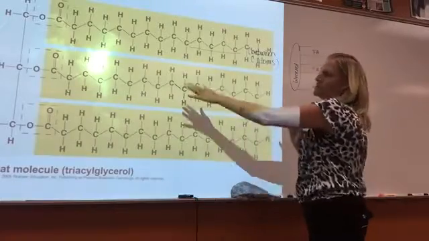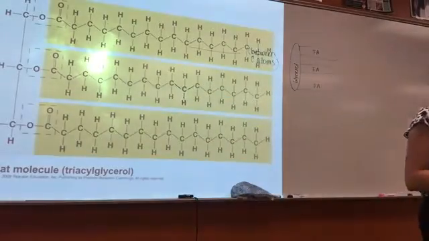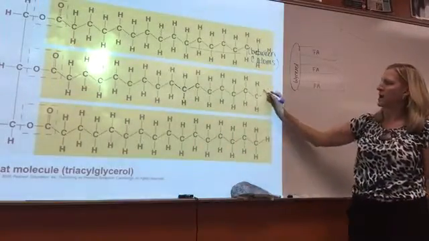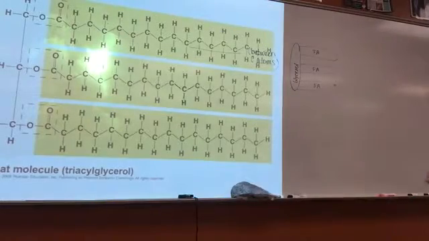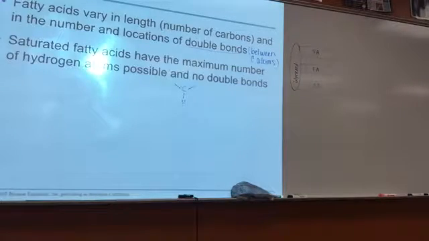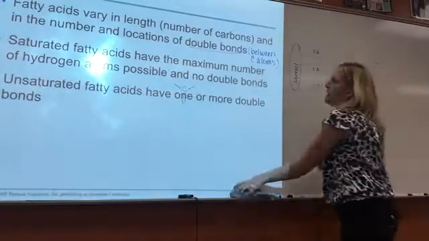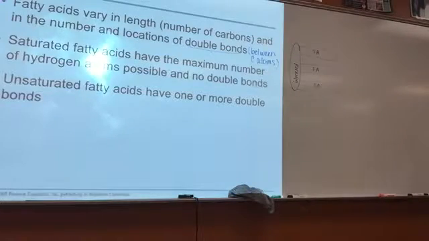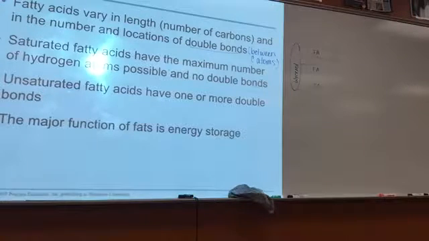So saturated will always have single bonds between the carbons and will have the maximum number of hydrogen, which in carbons in the center of it will be 2. The end carbon has 3 because it's not bonded to another carbon after that. All right? And so going back to this, unsaturated fatty acids have 1 or more double bonds. So all it takes is 1, but they can have more. And the major function of fats is energy storage.